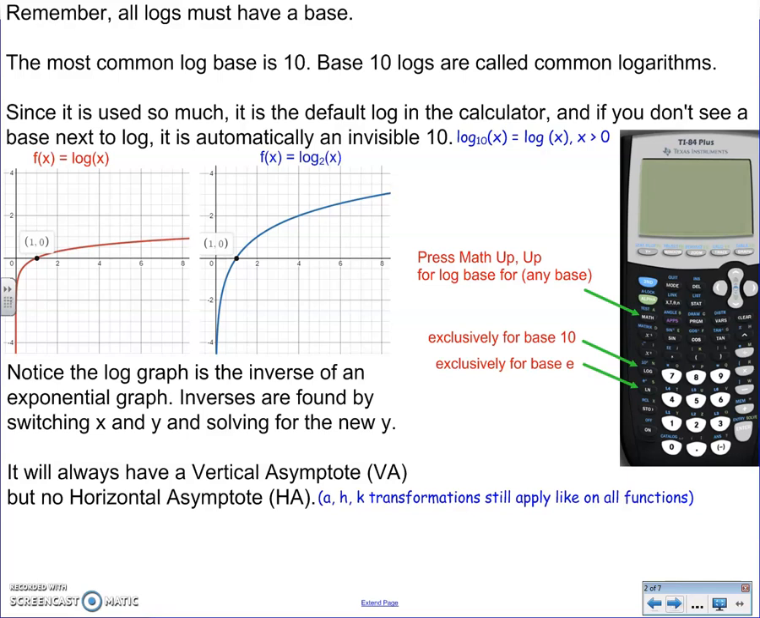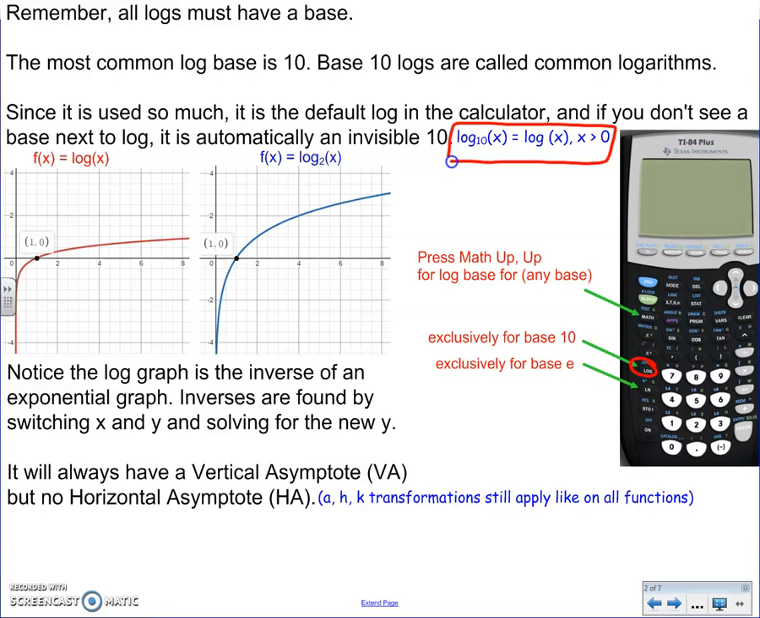Since it is used so much, it is the default log in the calculator, and if you don't see a base next to log, it is automatically an invisible 10. So right here it says log base 10 of x is literally the same thing as log of x. The 10 is invisible. And that's for all x greater than 0, because you cannot log 0 or a negative number. In the calculator, this log button on the very front is exclusively used for log base 10.